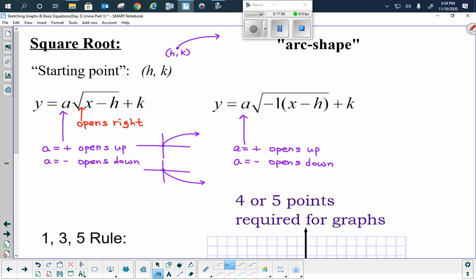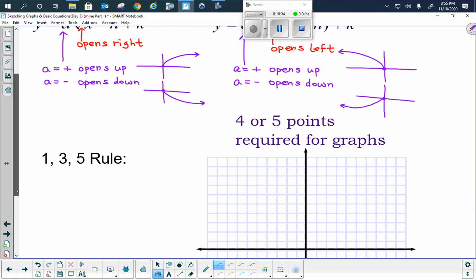And then you probably already guessed it. That negative is going to mean this time that it opens to the left. So again, putting 2 pictures with this. If I am opening up and to the left, I would have a starting point and then open up and left. And if I am opening down and left, here's a starting point to go down and left. Okay, so really there's 4 different kinds of things there. Again, I'm going to say for this one, 4 or 5 points required for the graph.